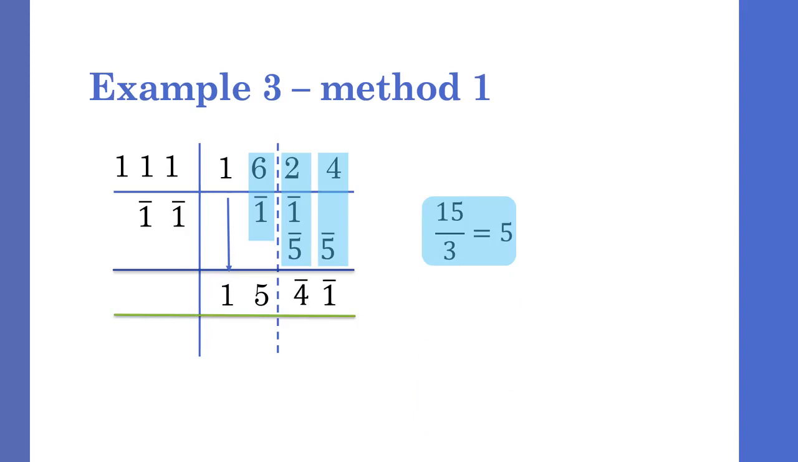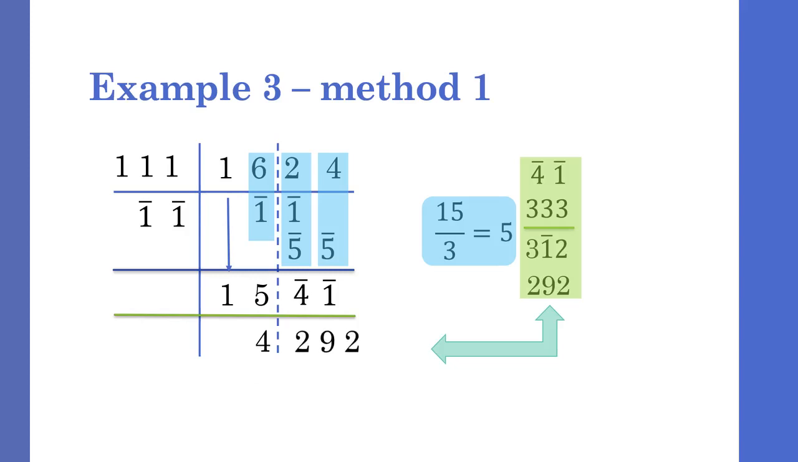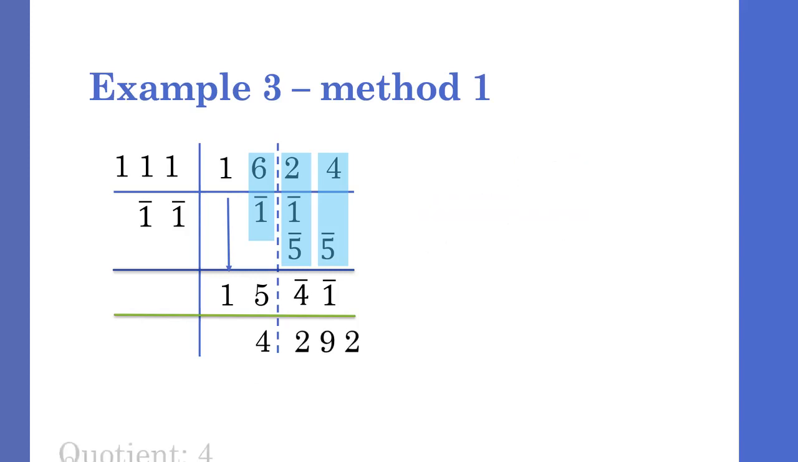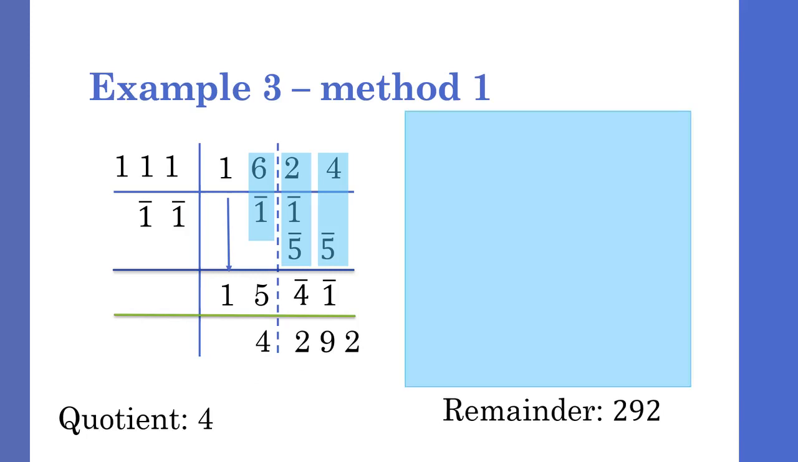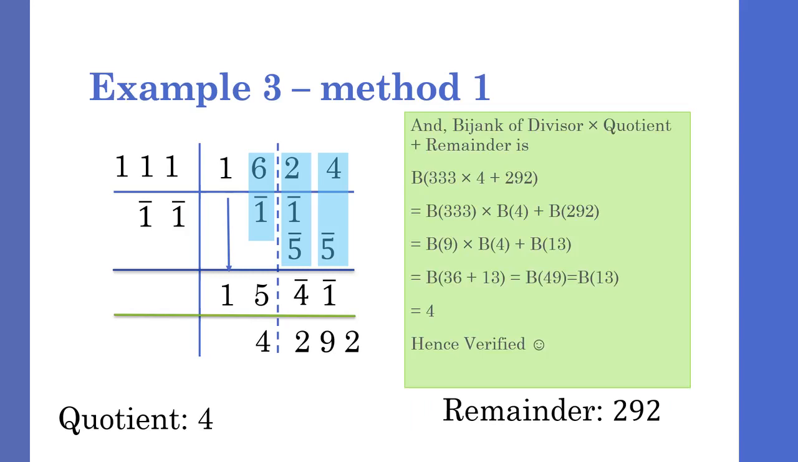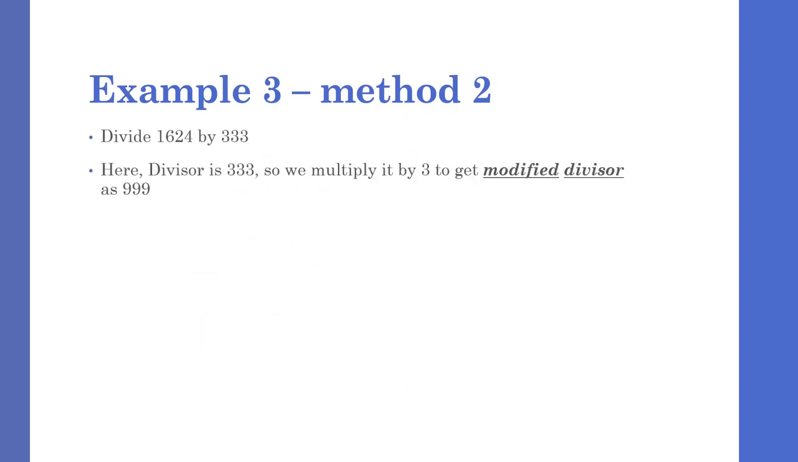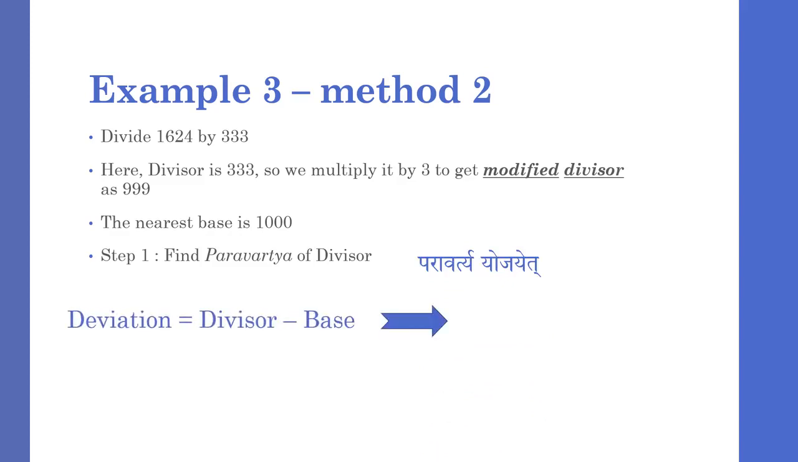The actual quotient is obtained by dividing by 3 since we modified the divisor. I get a negative remainder, so let us borrow from the quotient. I get the actual remainder. Now this is my actual remainder and quotient. Let us verify by Bijank. It's verified.